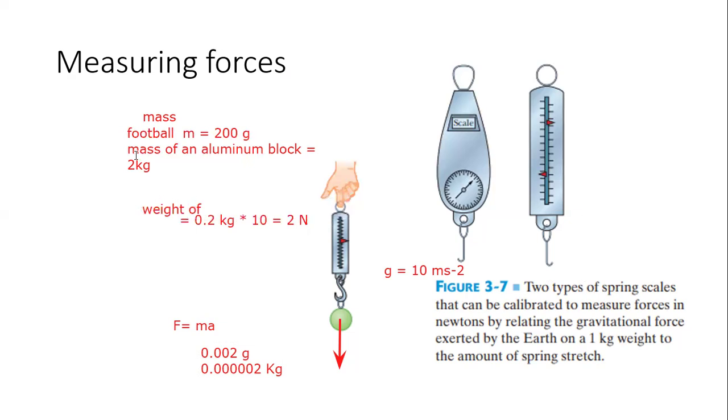Then what is the weight of the aluminium block? You just have to multiply it by 10, right? So it is 20 Newtons. So you will get used to this calculation.